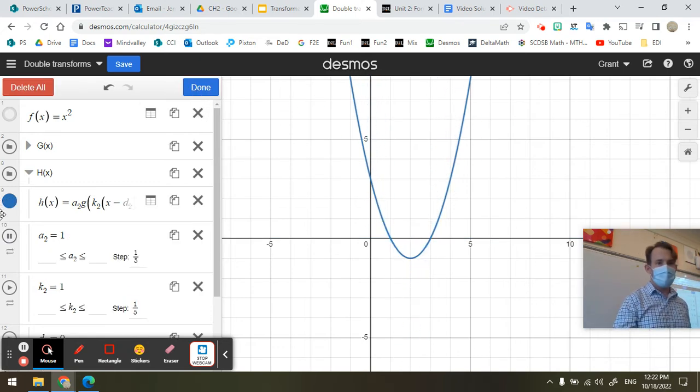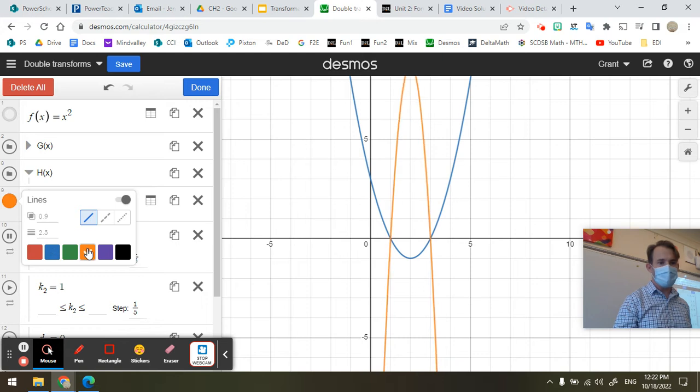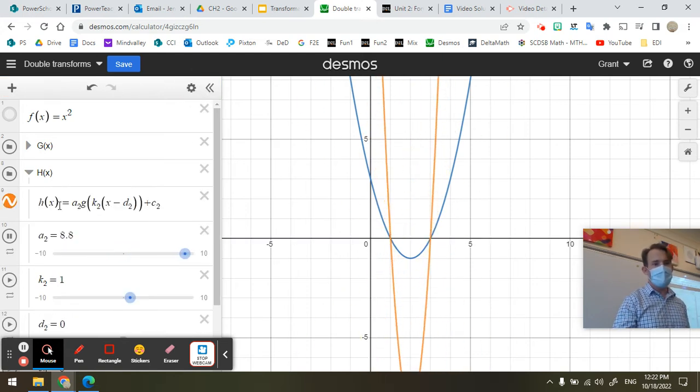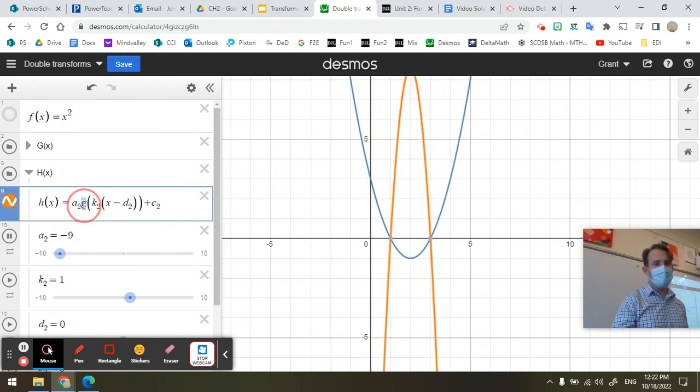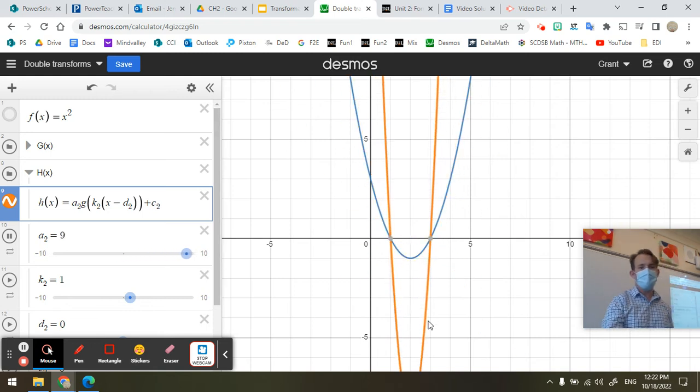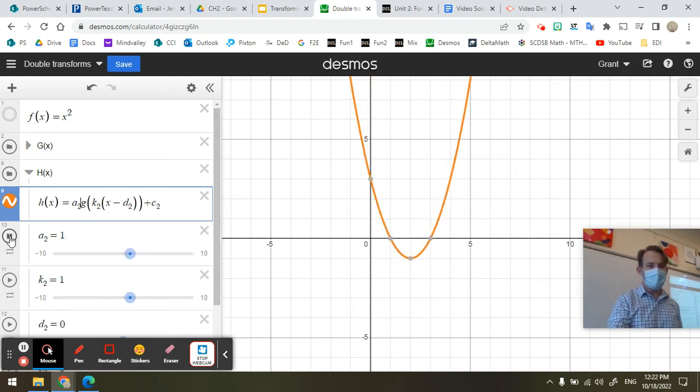Let's change this to orange. I like orange. So there you can see h of x: we're just changing this a value, and it's changing the function g of x. There's the g of x function right there. So you can see that transformation happening. Now let's set that back to identity. Oh, I missed. Let's bring it back.